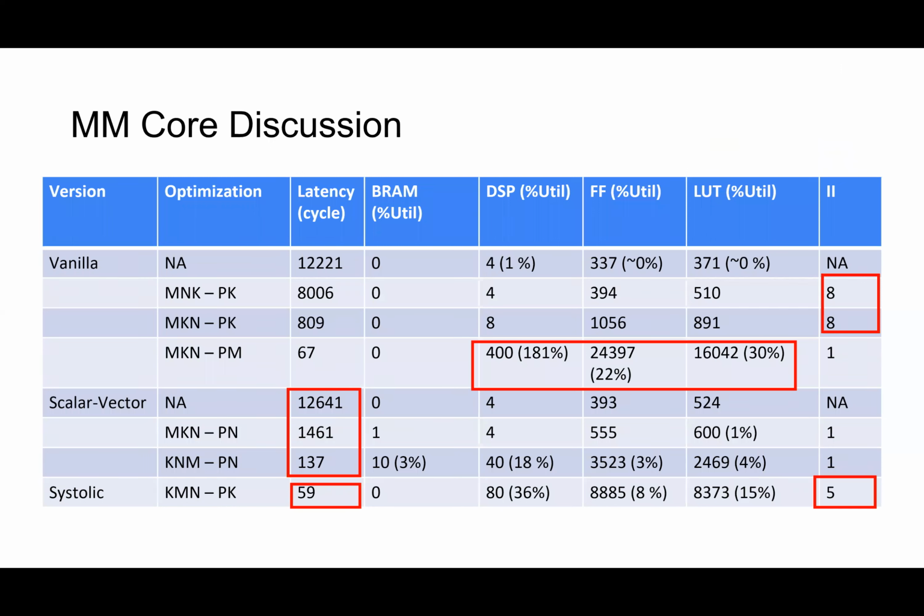And so to summarize this table, we had the vanilla approach, but had carry dependency issues, which led us to the Scalar-Vector approach. Once the dependency was solved, we see a 10 times improvement with every iteration. The systolic approach gave us the best results at 59 cycles latency, despite having the carry dependency issue back.